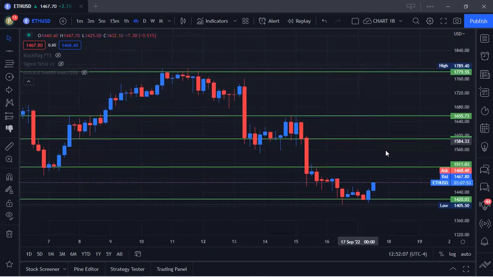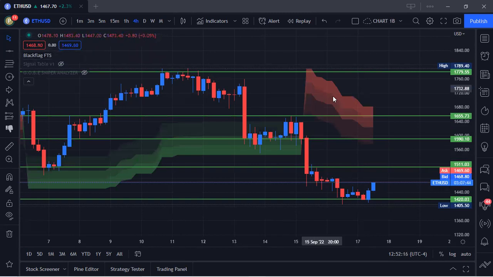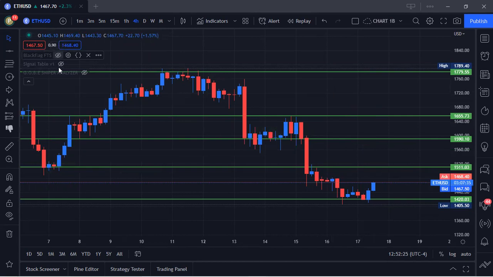So that's really a quick snapshot of what I do. And then you could put all kinds of stuff on here, like, okay, what trend are we in? We're in a downtrend. See, red cloud, downtrend. The black flag is telling me downtrend.